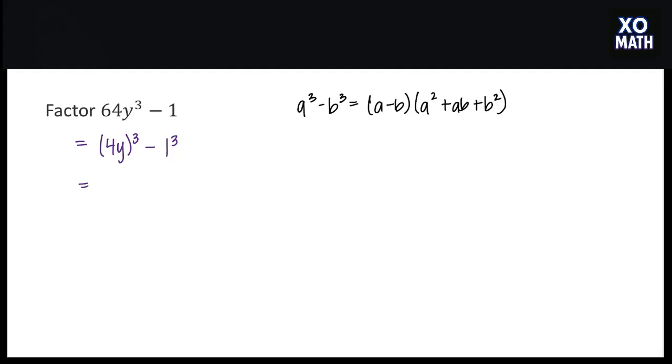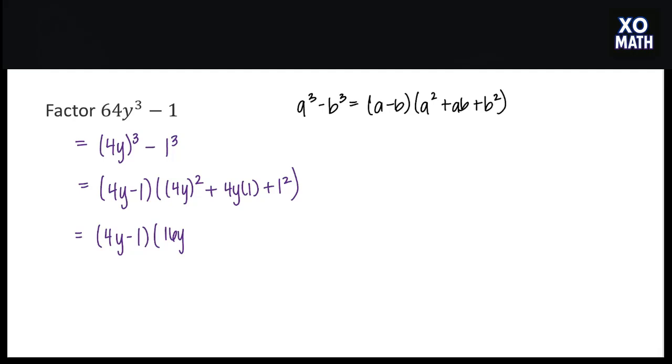So we're going to end up with 4y minus 1 and then 4y in parentheses squared plus 4y times 1 plus 1 squared. And now that we've substituted into this formula, we can clean it up a little bit and leave our answer as 4y minus 1 times 16y squared plus 4y plus 1. And the remaining quadratic does not factor further. That applies to both the sum and difference of cubes.